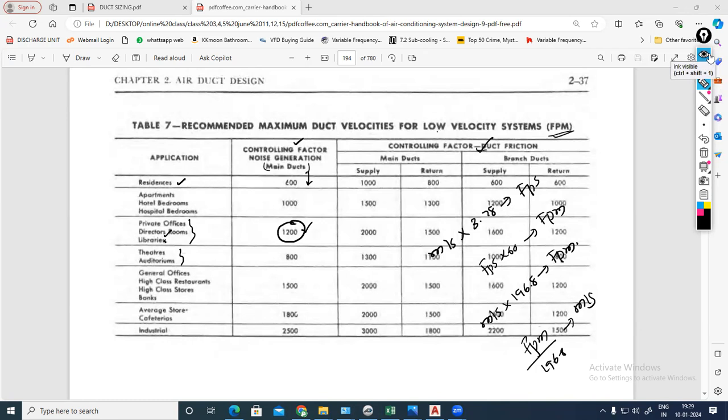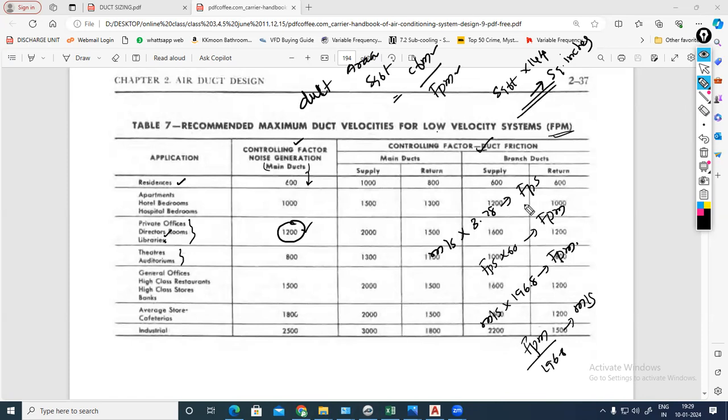Even this also, for example, if you want to find the duct area, I'm going to find the duct area in square feet. Airflow rate in CFM divided by velocity in feet per minute, you can find the duct area in square feet. So this square feet value multiplied by 144, you can convert the duct area into square inches.